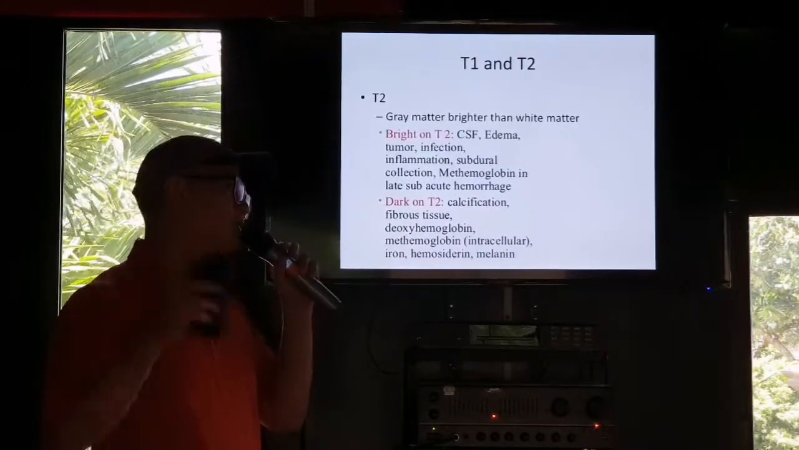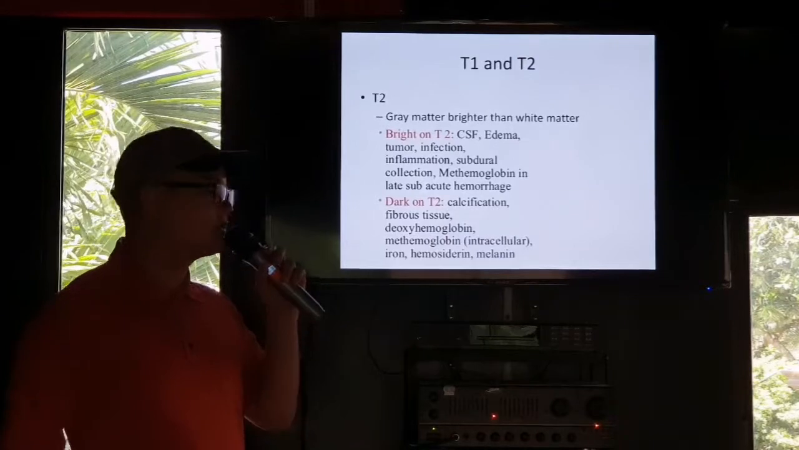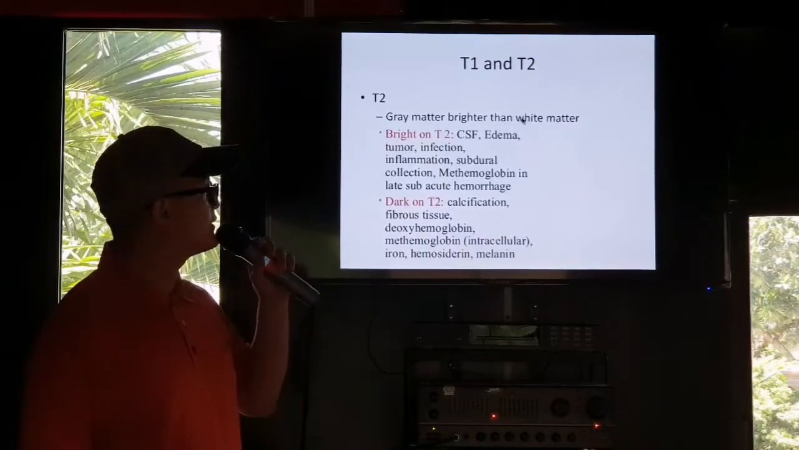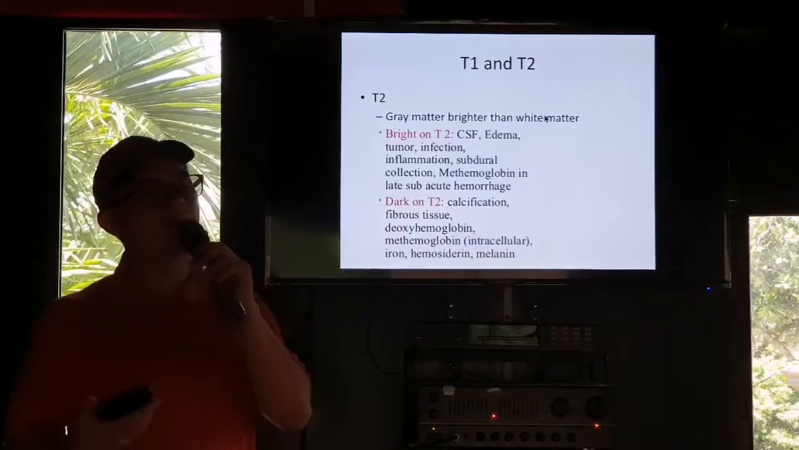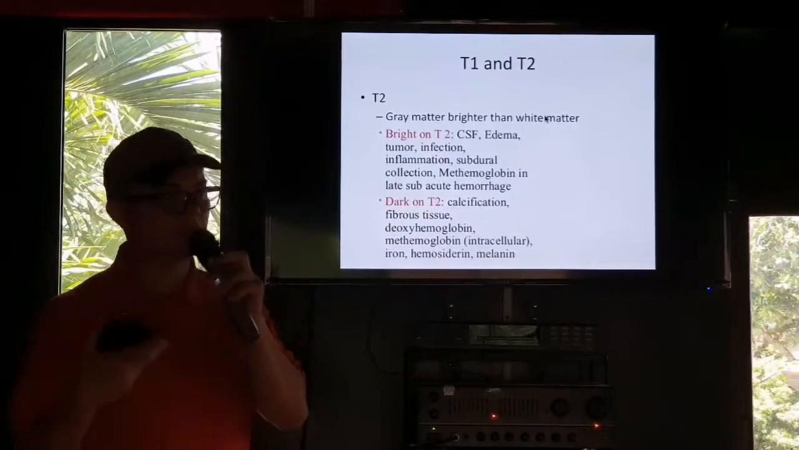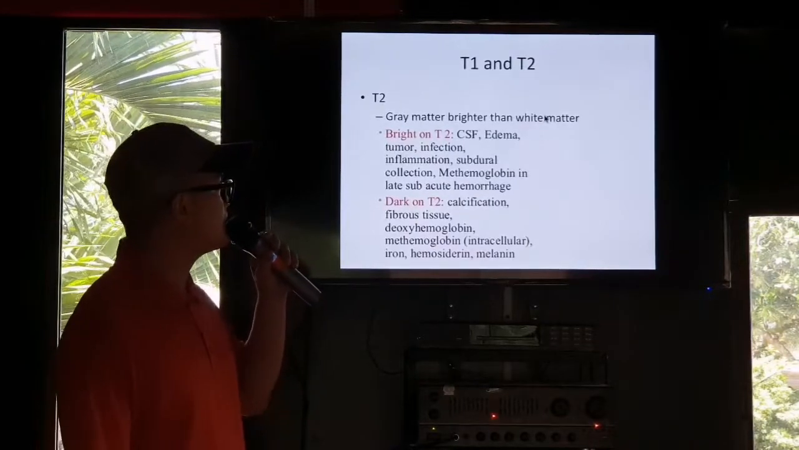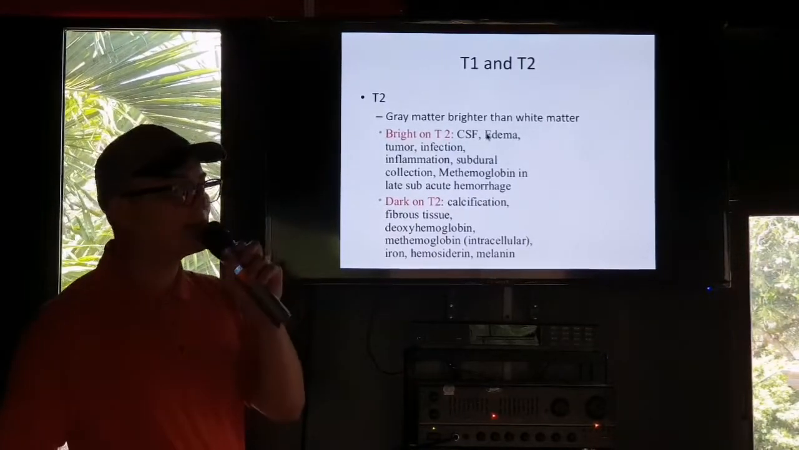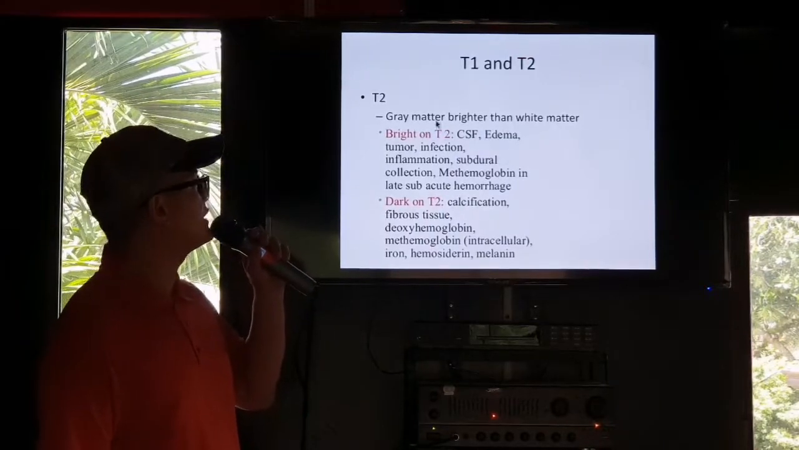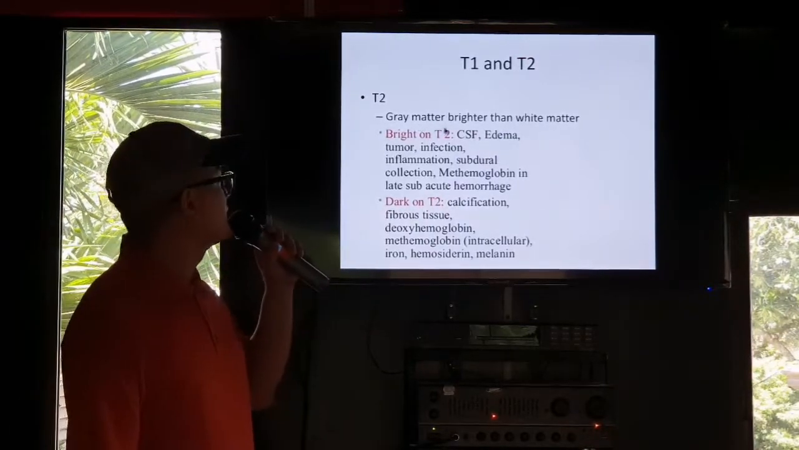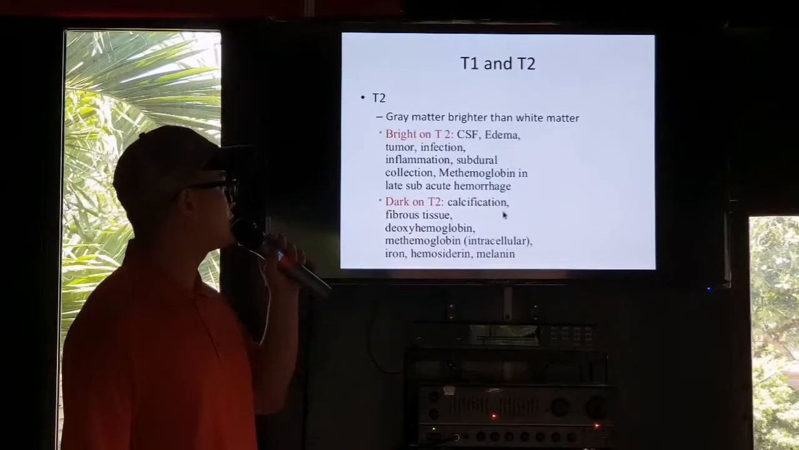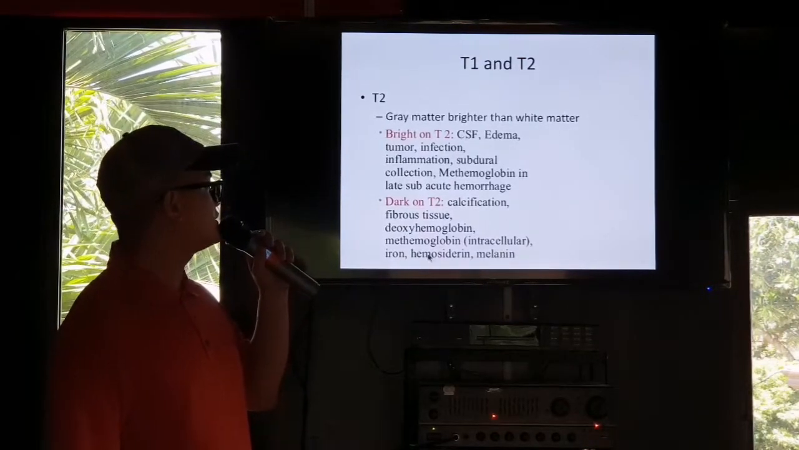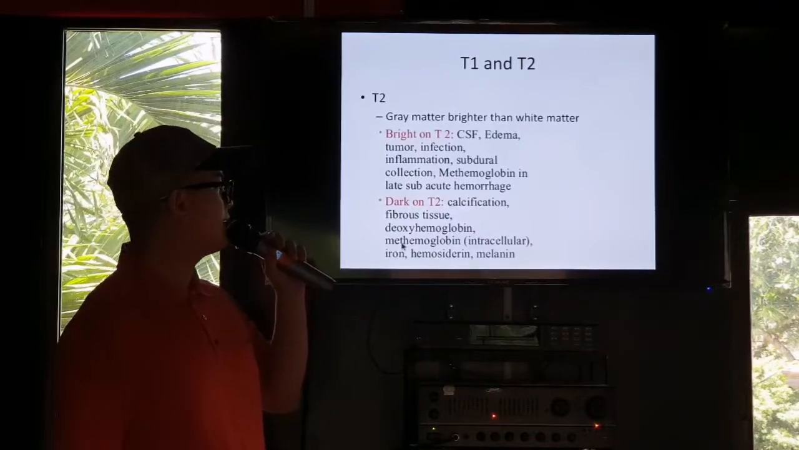And on T2, the opposite is true. Gray matter is brighter than white matter. Remember, white matter has a lot of fat. The neural sheath has a lot of fat. That's why it is brighter on T1 than on T2, whereas gray matter is mostly neurons. On T2, CSF, edema, infection, inflammation, all of these are brighter. And of course, darker on T2: fibrous tissue, methemoglobin, and the like.